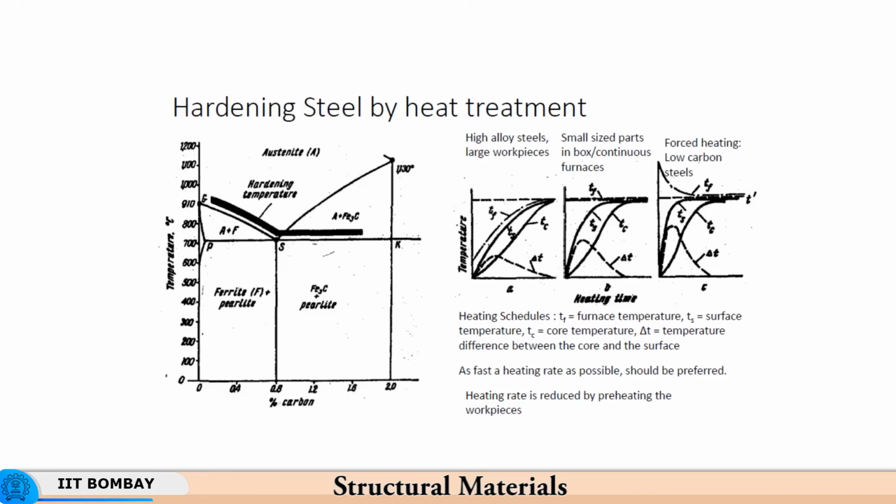Now, high alloy steels have another issue, that is of lower thermal conductivity. So, lower thermal conductivity, in addition to the fact that the workpiece could be large, enhances the temperature difference between the core and the surface. So, that is why, if the two conditions of the workpiece being large and the material being highly alloyed are present, the heating cycle has to be extremely gentle.